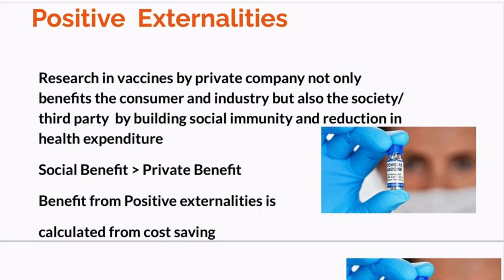We said that positive externalities are spillover benefits to the society, spillover benefits to the third party who are not the stakeholders, right? So, what can we think of as an example of positive externality? Let us consider this case where there is a private company doing some research on vaccines. The vaccines are being produced, and would ultimately be sold to the consumers who can afford those vaccines at a private cost, right?